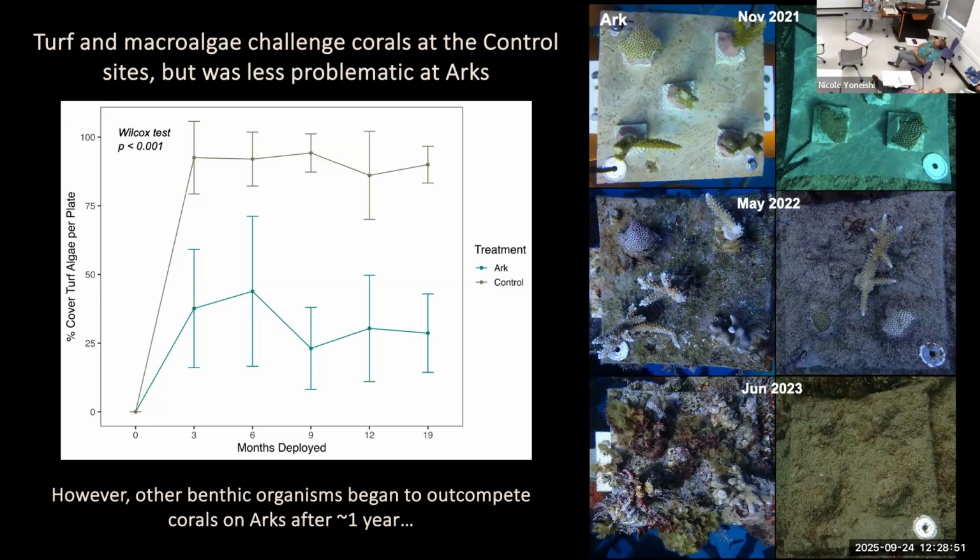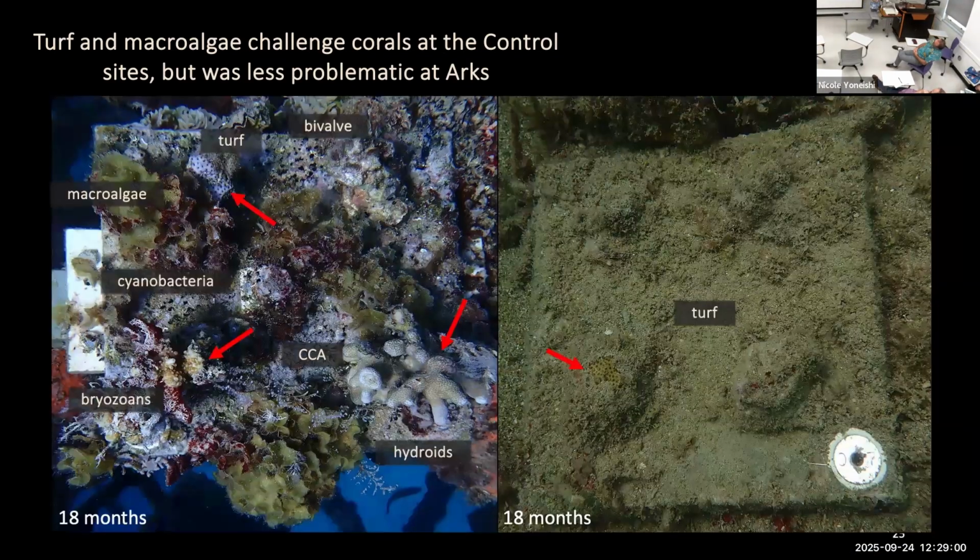We know that microbialization is a dominant challenge at the control sites. Maybe less of a challenge here, but what is going on? What is driving that coral death? And if we look at these pictures, which were taken at 18 months, on the right you see this plate at the control sites, covered in turf and turf consolidated sediment. Not very interesting. These red arrows are denoting corals.